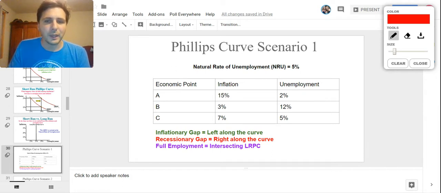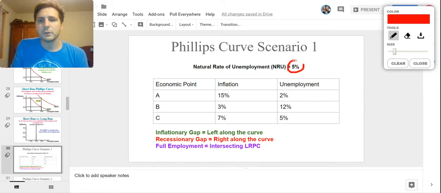We see at point A, we have 15% inflation and 2% unemployment. You should be able to already identify what that is, that we have an inflationary gap. At point B, we have high unemployment and low inflation. That's probably going to be a recessionary gap. And point C, we're kind of right there in the middle.